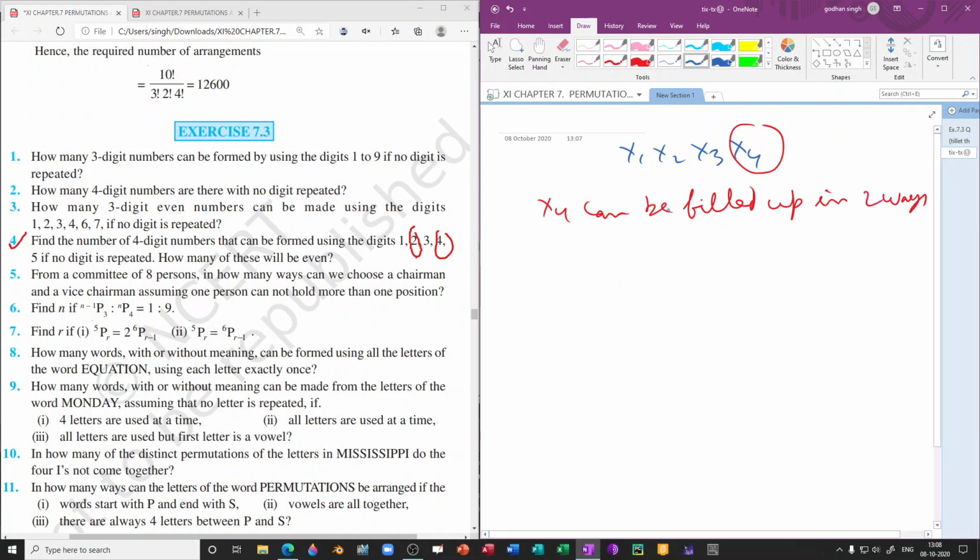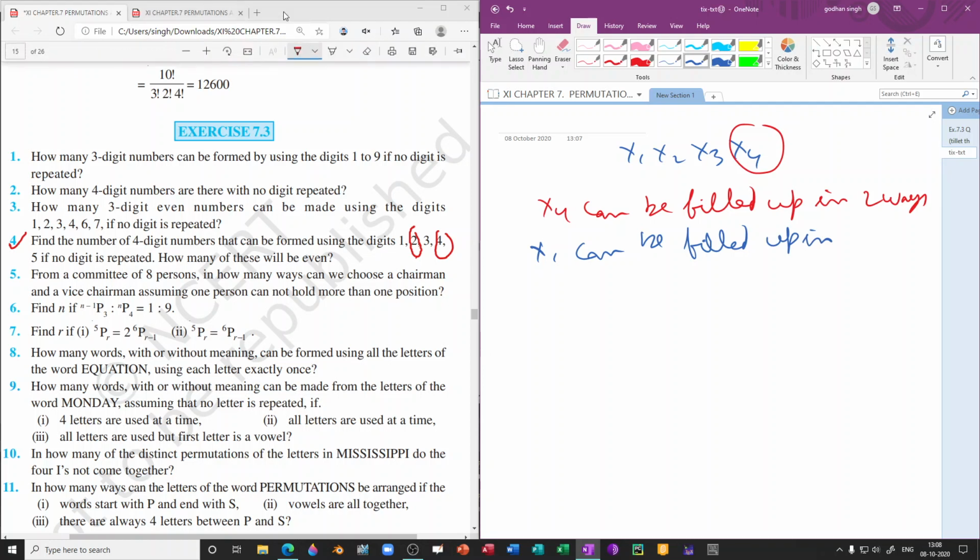Then we can fill any of these x1, x2, x3. So let us fill up x1. In how many ways can x1 be filled up? So 1, 2, 3, 4.